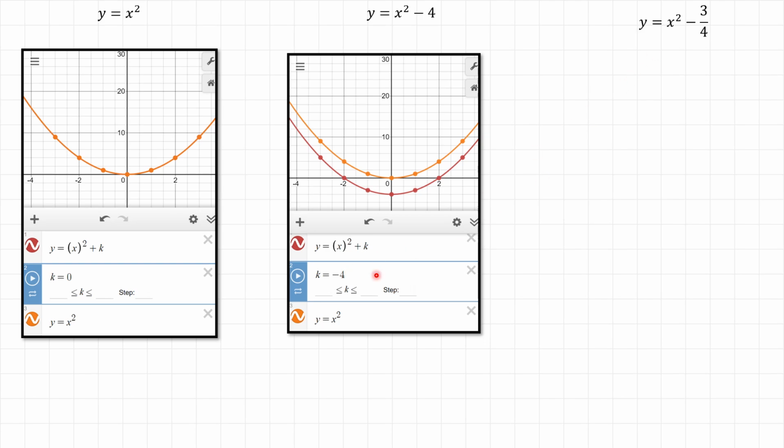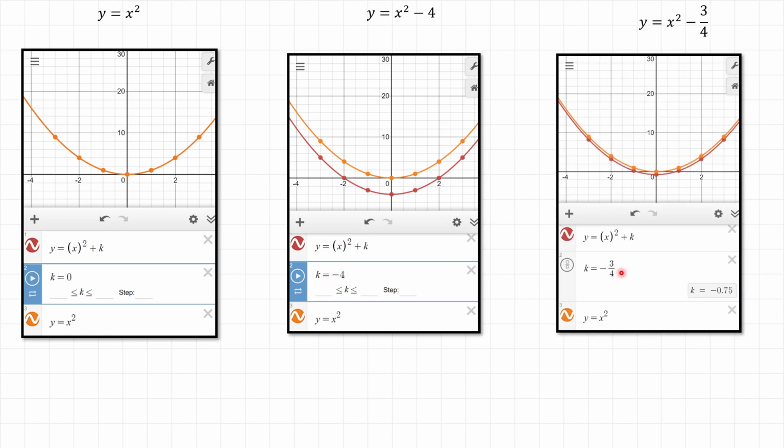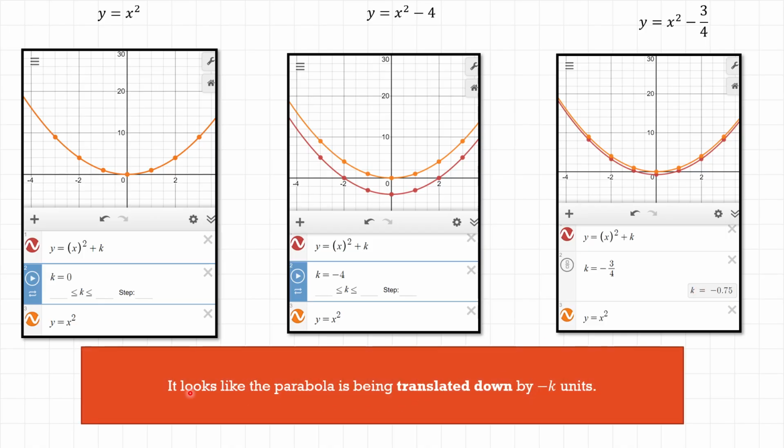And in fact, when this value of k is not even a whole number, negative 3 over 4, negative 0.75 in other words, all of the points have been moved down by 0.75 units. So it looks like when k is a negative number, the parabola is being translated down by negative k units. In this case, it was moved down by 4 units. In this case, it was translated down by 3 over 4 units, or 0.75 units.